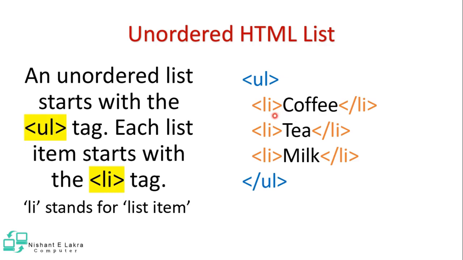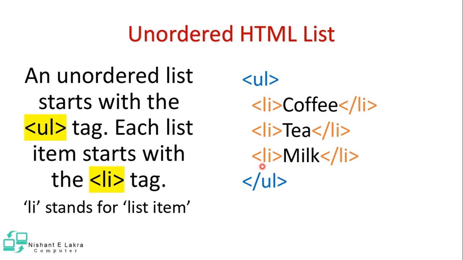So when we start it, we use the li tag, and to close it, to end the item here, we have to use slash li. Same is with the second item that we are listing here. We start it with the list item li in brackets, and after we type it, we end with slash li. All right, then the third item here is milk.